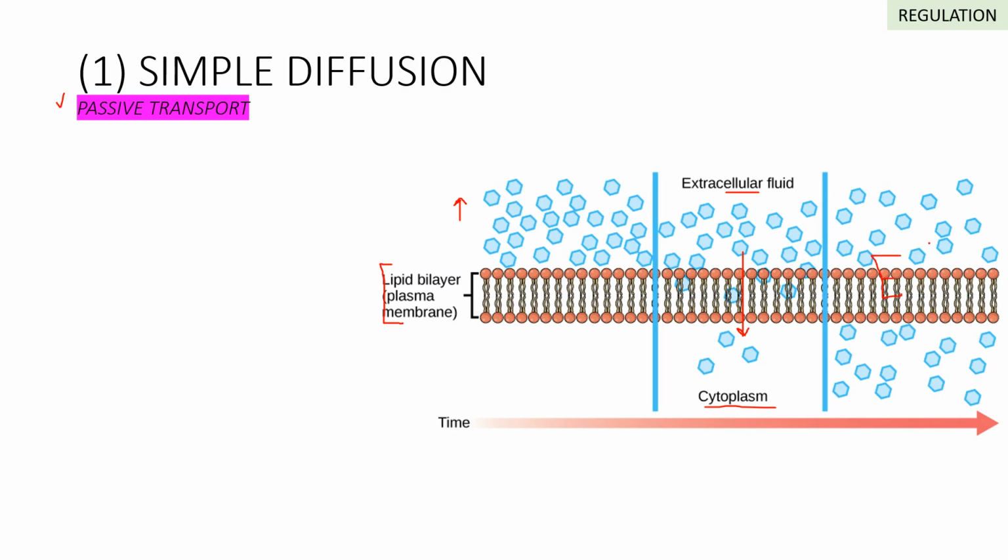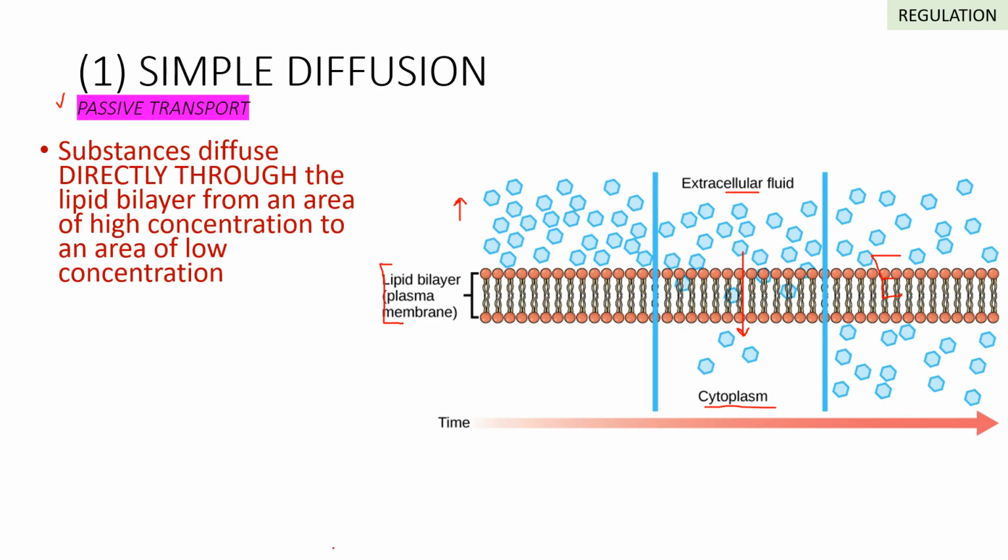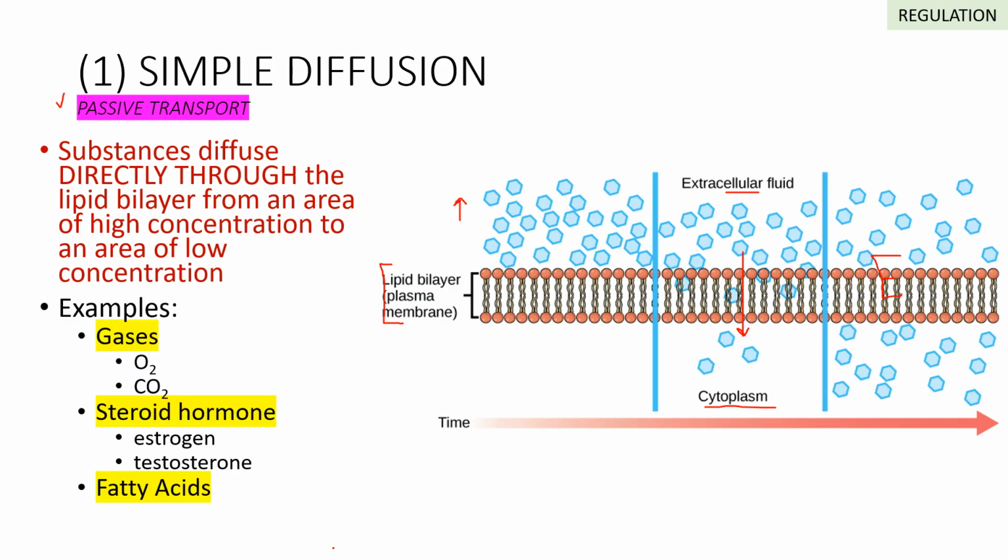And that is when you have the same amount of particles on both sides of the cell. So with simple diffusion, particles can move directly through the phospholipid bilayer from an area of high concentration to an area of low concentration. You need to know the examples of materials that have the ability to move directly through the membrane. Not all substances can.